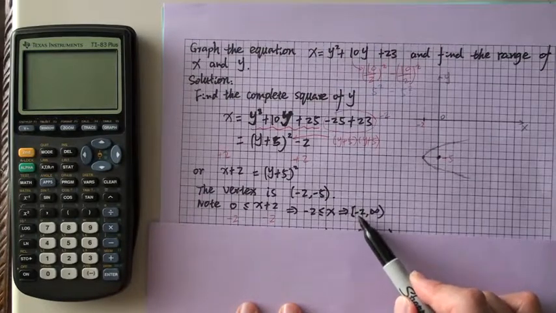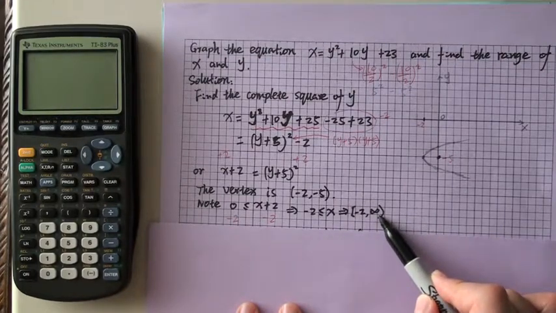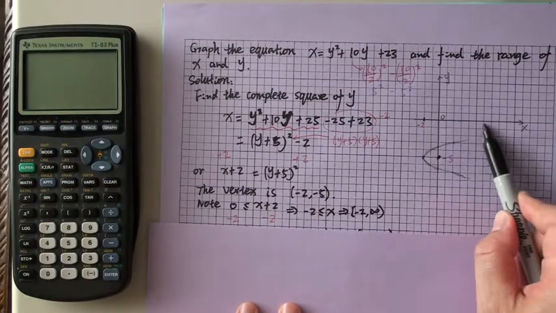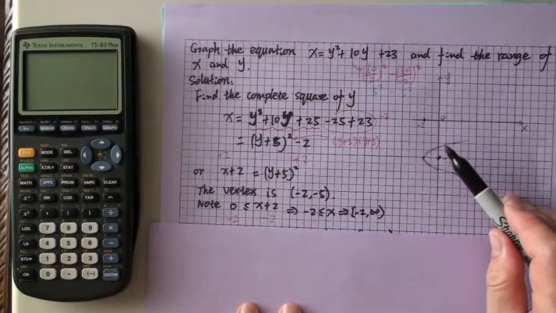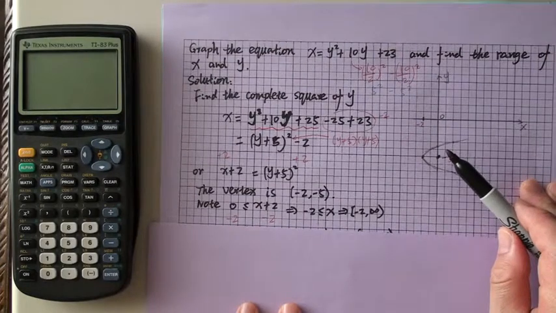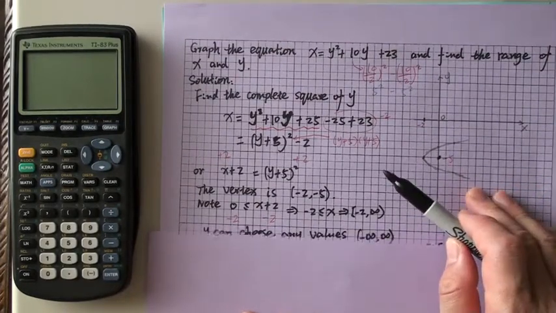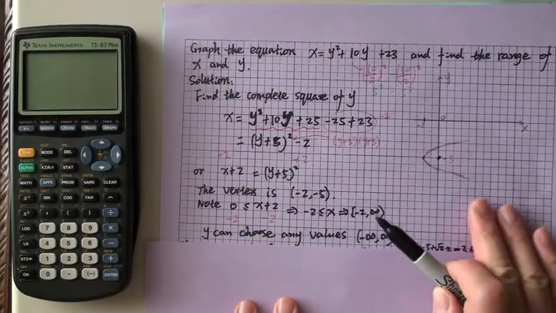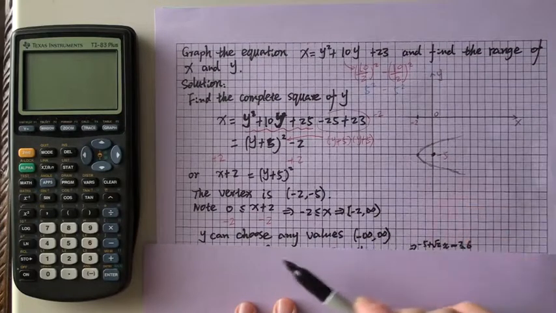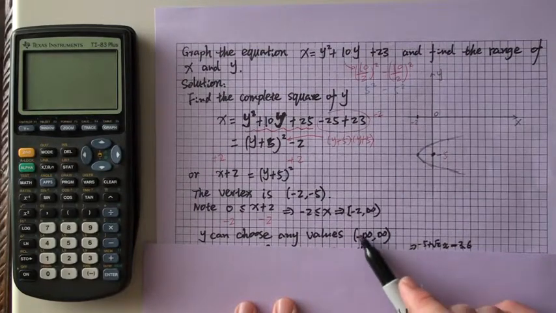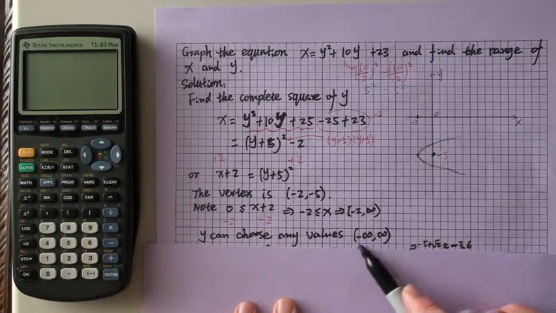-2 should be included, so a square bracket; infinity is not included, so a round bracket. It's clear from here: from negative 2 to the right. That's correct. So it also tells you the direction is to the right. And then, we have said that y can be any value. That's from negative infinity to positive infinity. Again, infinities are not included, so round brackets.